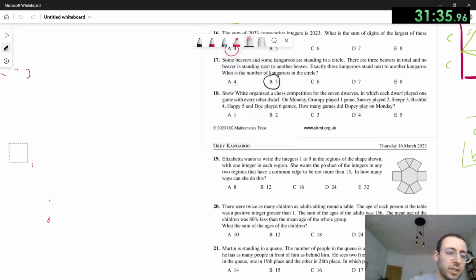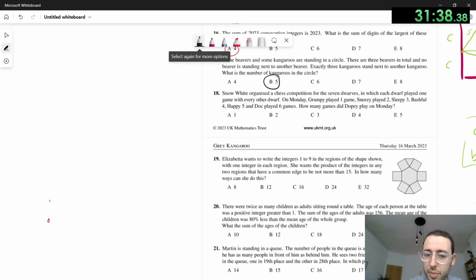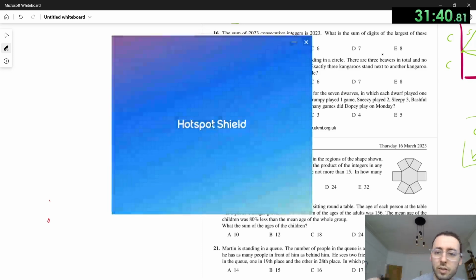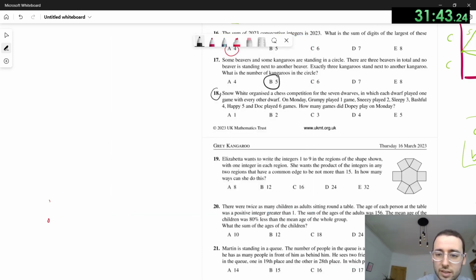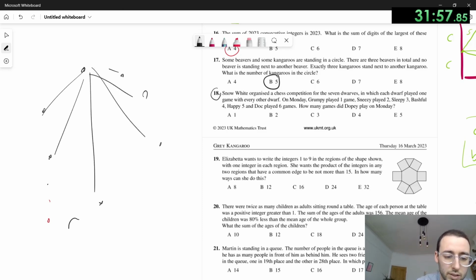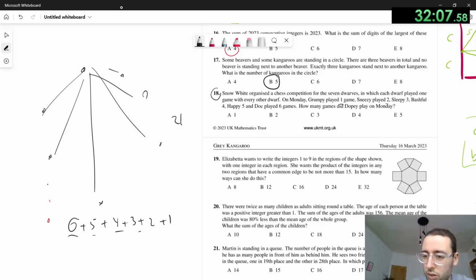Oh, I think it's triangle numbers, this question. There's something similar in the pink kangaroo. So there's 7: 1, 2, 3, 4, 5, 6, 7. So total games, it's 6 plus 5 plus 4 plus 3 plus 2 plus 1. That's 21 games. There are 21 games.